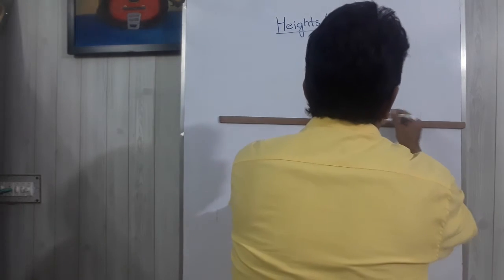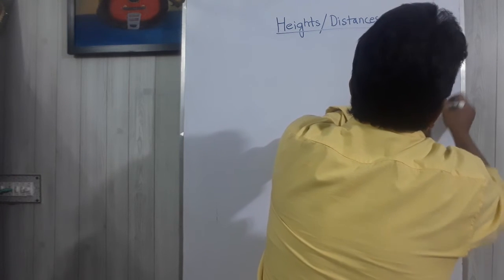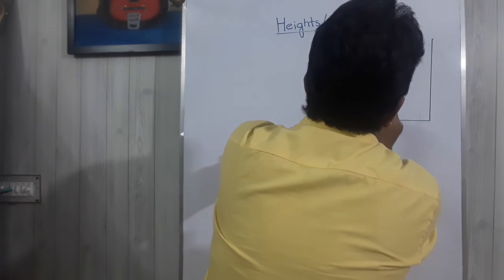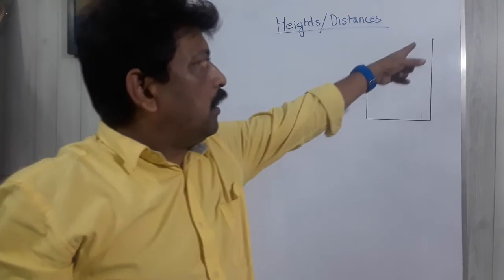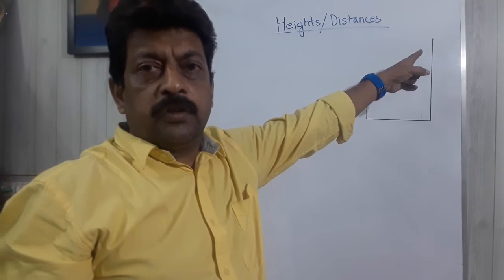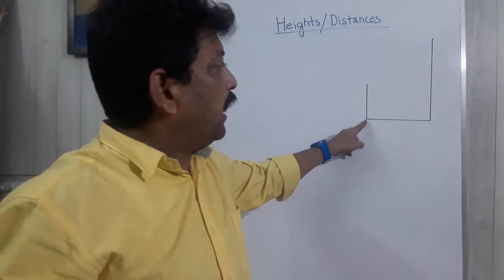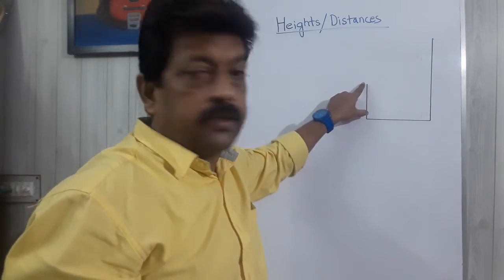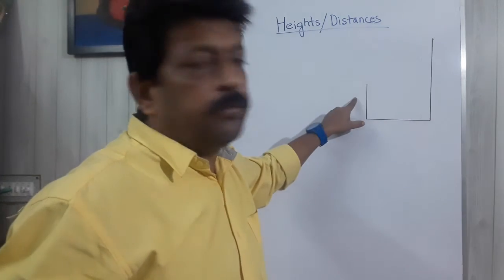This is the ground level, and suppose this is the tower whose height is 50 meter given, and this will be the building. Since the angle of elevation of the tower is 60 degree from the foot of the building, and the angle of elevation of the top of the building from the foot of the tower is 30 degree, it makes clear that the tower is taller than the building.